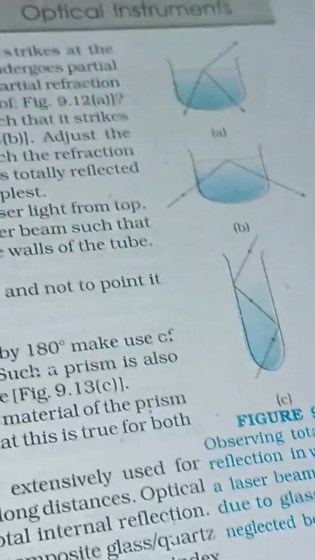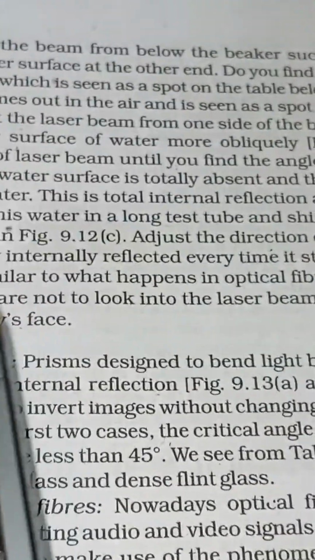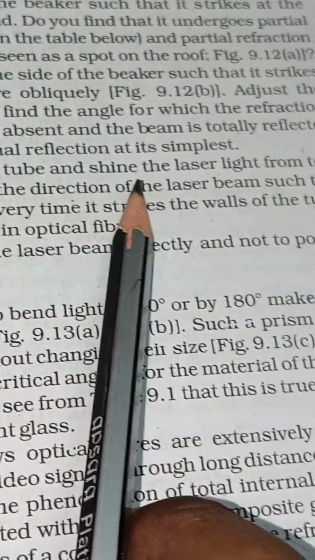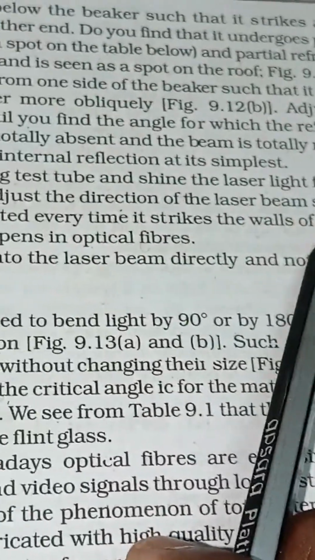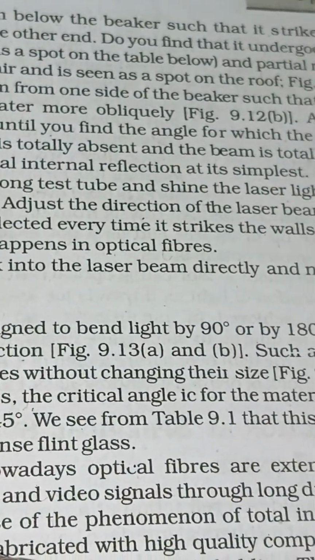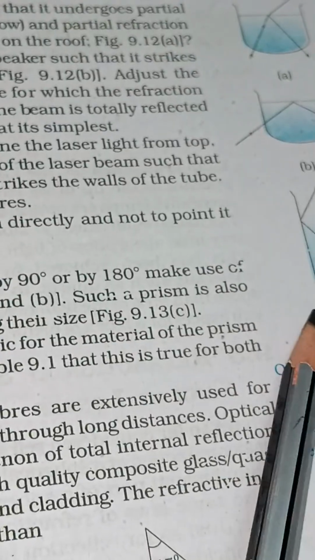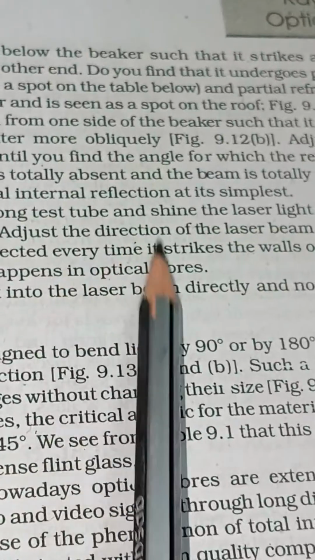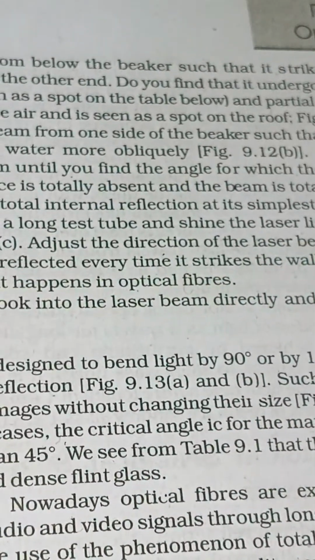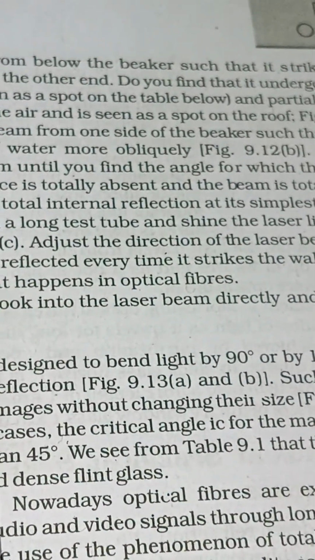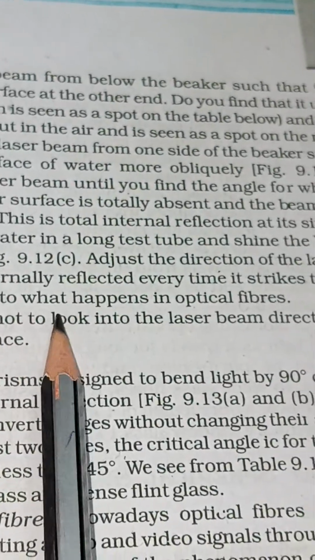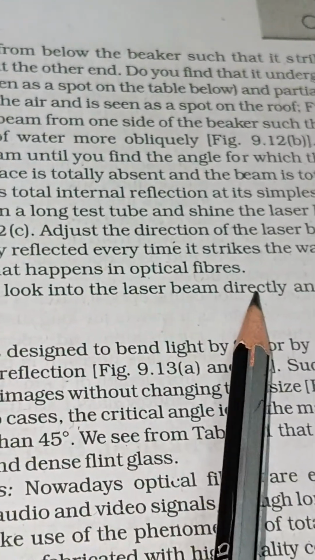In this way. The next step is to pour this water into a long test tube and shine the laser light from the top, as shown in figure 9.12c. This is 12c. Next, adjust the direction of the laser beam such that it is totally internally reflected every time it strikes the walls of the tube. This is similar to what happens in optical fibers.